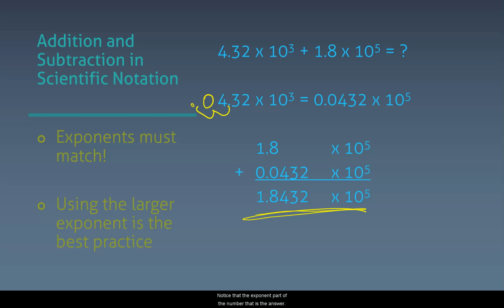Notice that the exponent part of the number that is the answer is the same as the exponent part of each of our input numbers, the numbers that we added together. Don't add or subtract the exponent parts when you are adding and subtracting numbers in scientific notation. Now, I haven't worked a subtraction example because really addition and subtraction are the same thing. The same rule applies. You've got to make sure that your exponents match and then do the subtraction. That'll give you your answer.